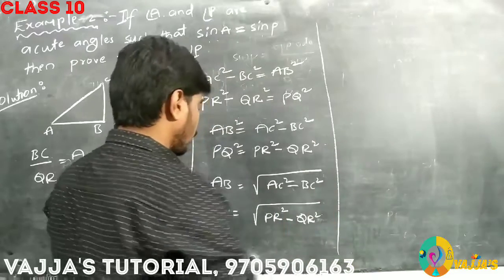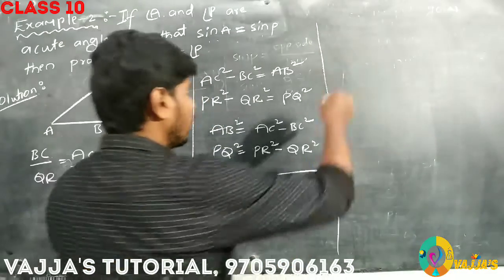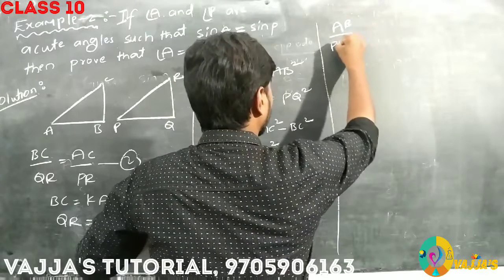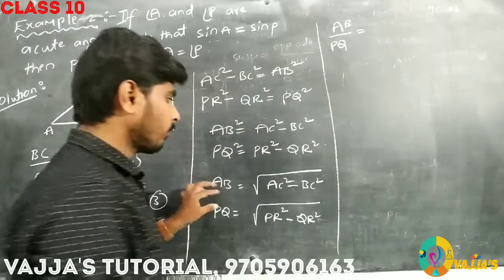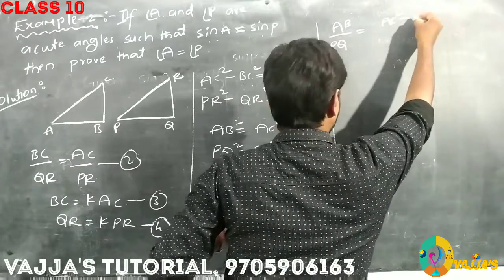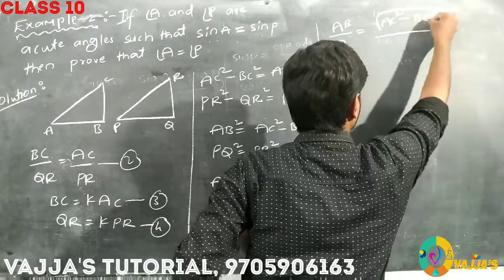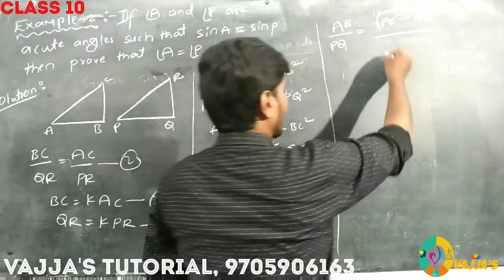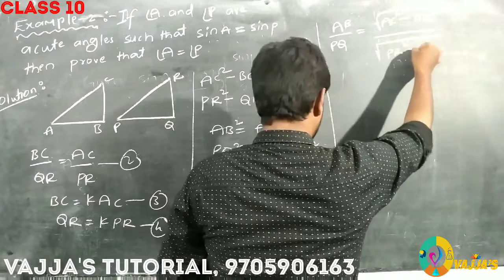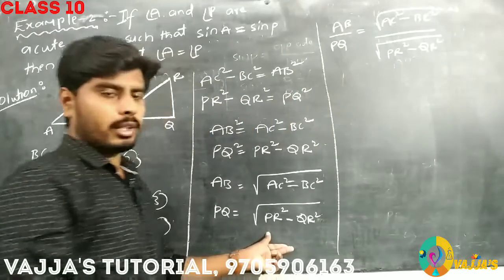So I am taking the ratio between this AB and PQ, corresponding sides. So I am writing AB by PQ. What does it become? It becomes the root of AC square minus BC square, by the root of PR square minus QR square. Okay, right.